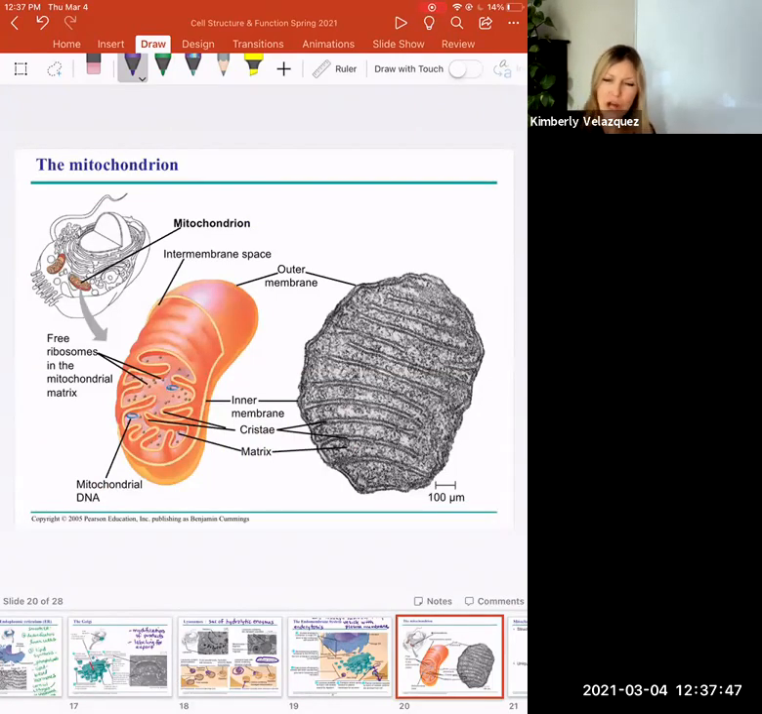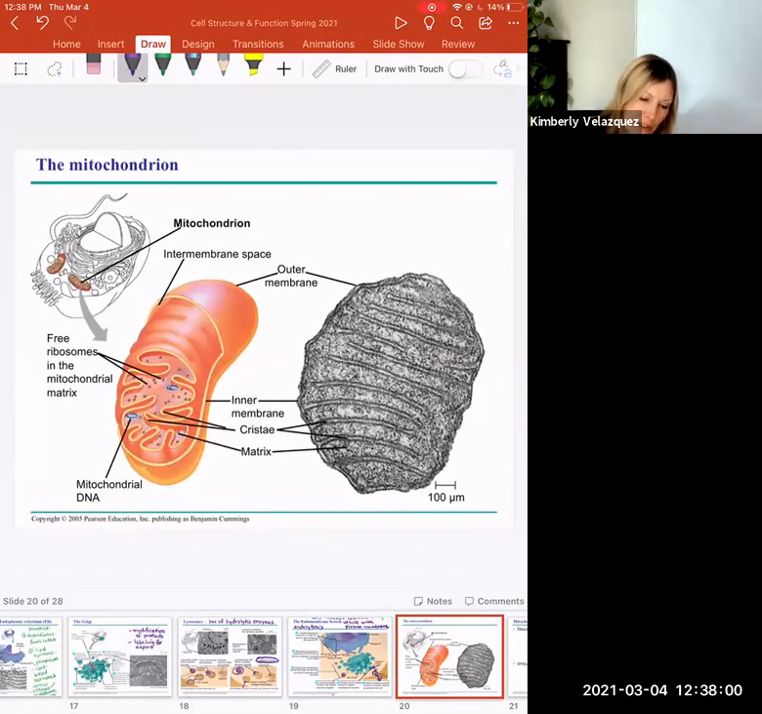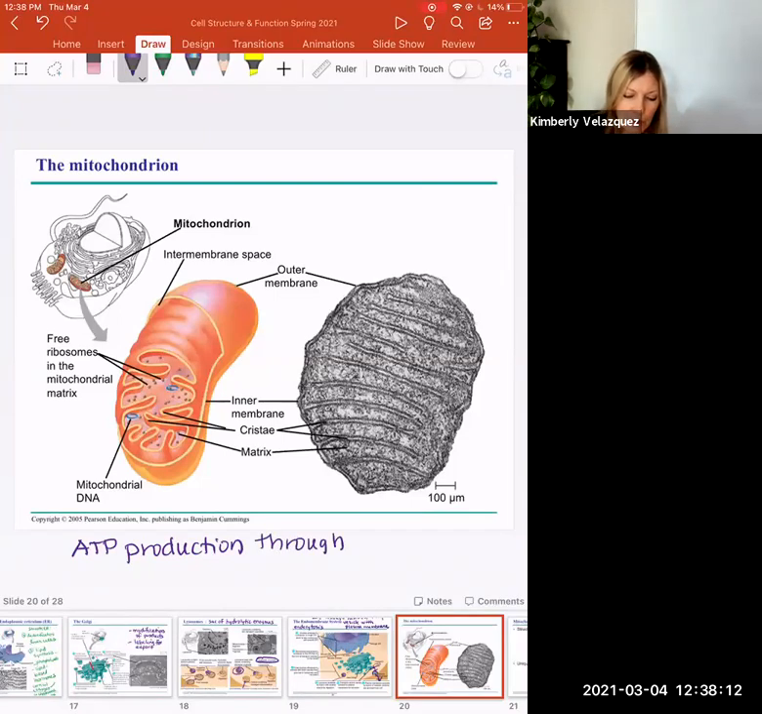Mitochondria. Okay, these are not part of the endomembrane system. In fact, mitochondria are pretty unique. This is where most of our ATP is generated during cellular respiration. So mitochondria are where most of our cellular respiration takes place. This is where ATP is produced. So mitochondria are involved in ATP production through cell respiration. You're going to learn a lot about that.